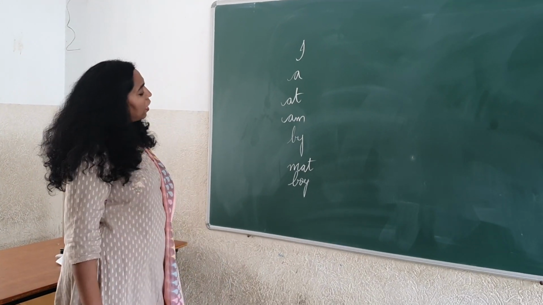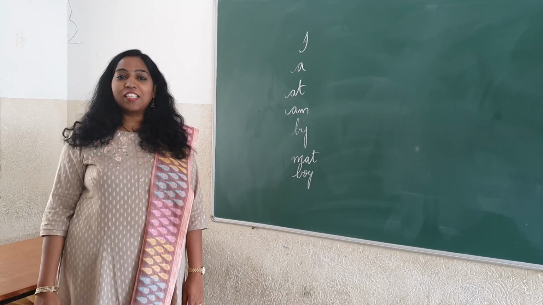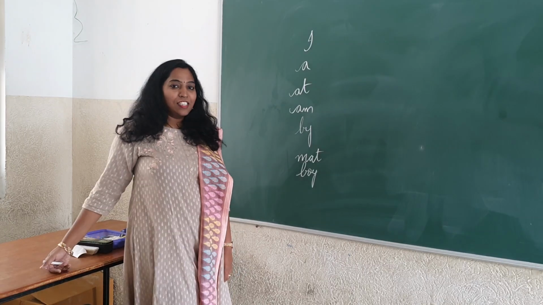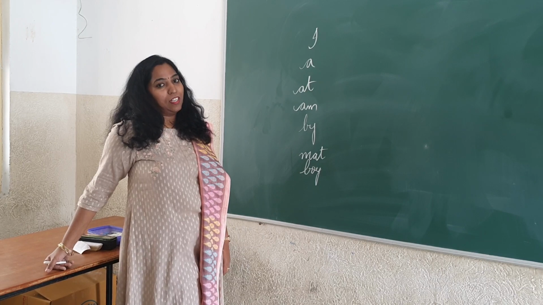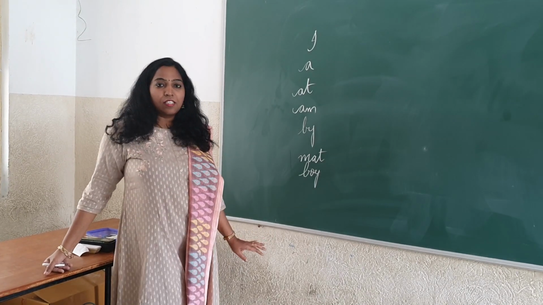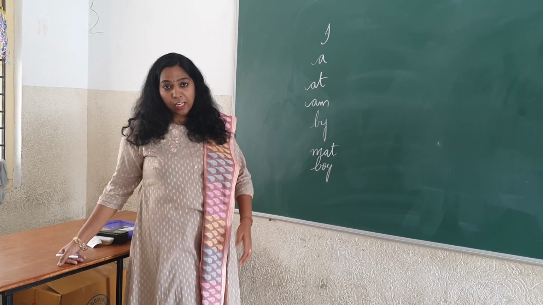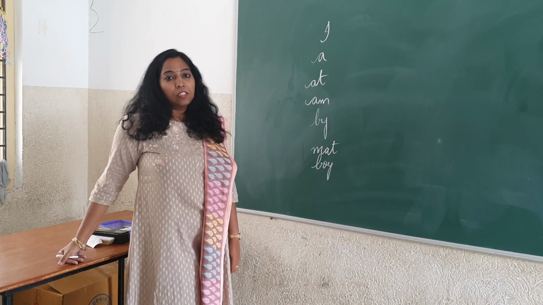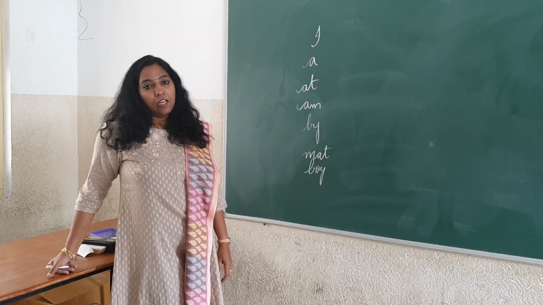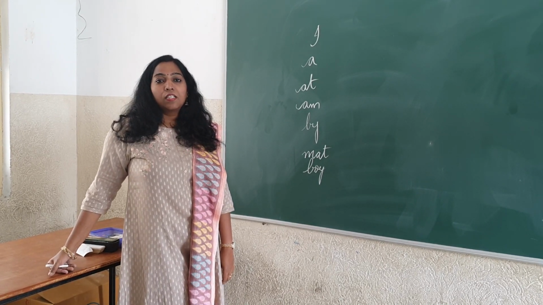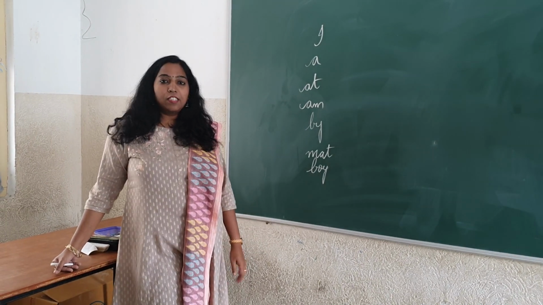I, at, am, by, mat, boy. So is there any meaning out of it? I'll read it once again for you. I, at, am, by, mat, boy. Any meaning? No meaning. Right? So we have some words, but for us to make a meaning out of the words that are available, we'll have to group them properly. Yes? We have to arrange them properly. And we have to ensure that there is complete meaning out of it. Am I right? So can we make a sentence with these words?